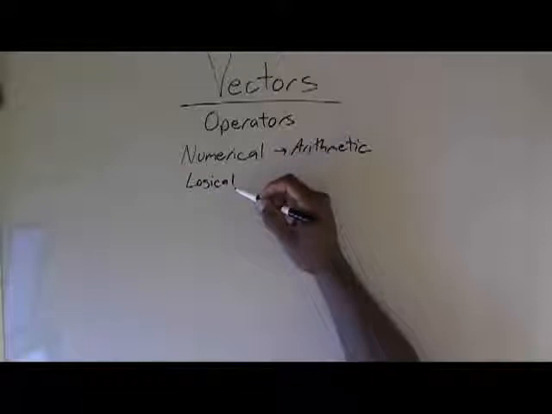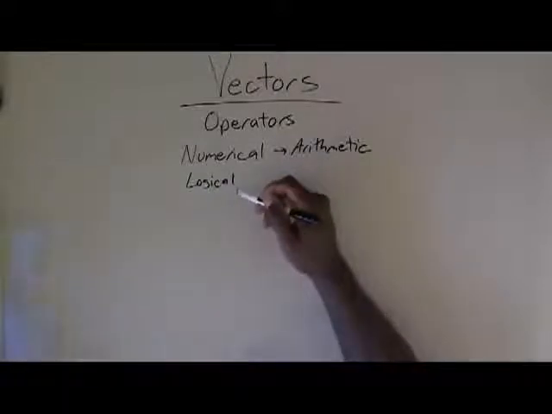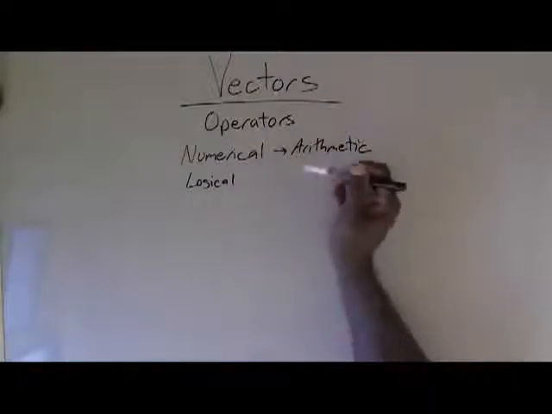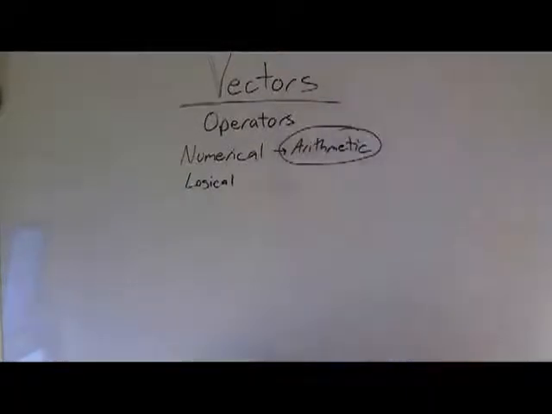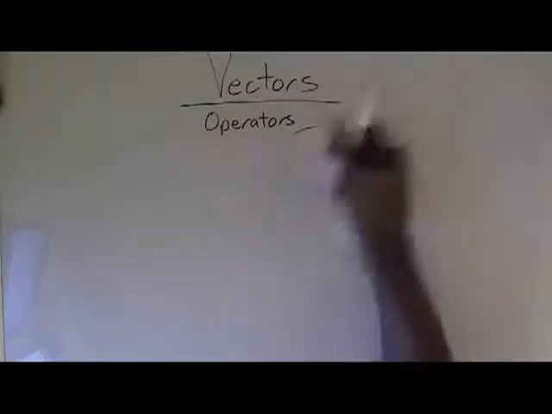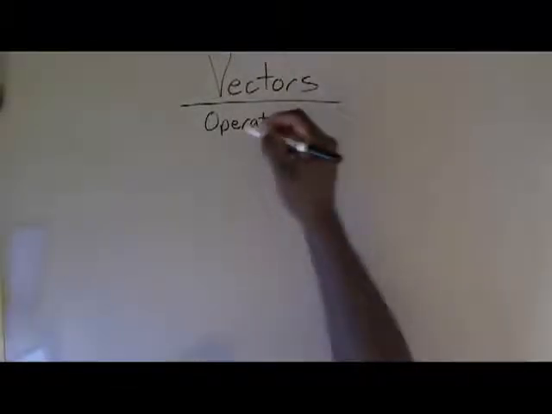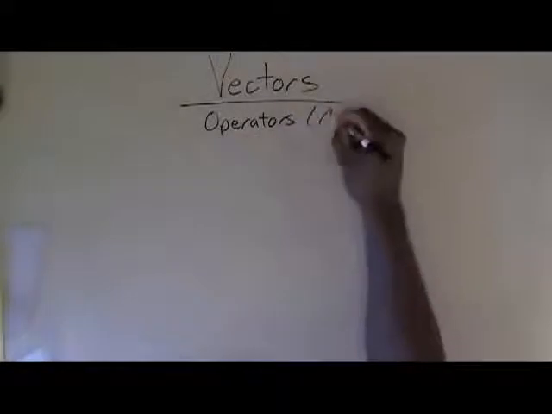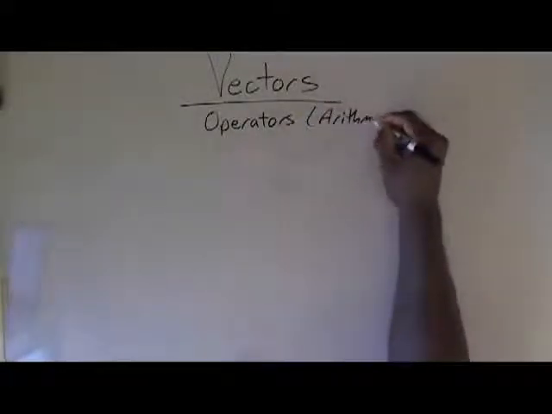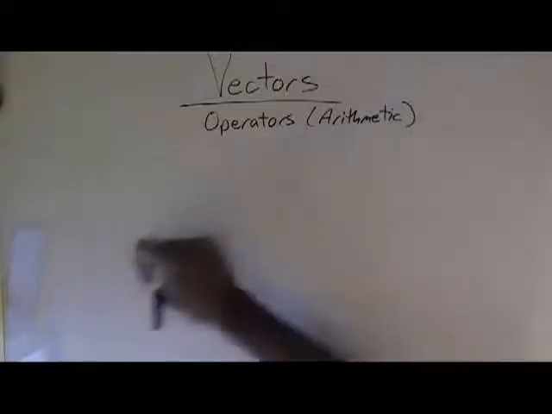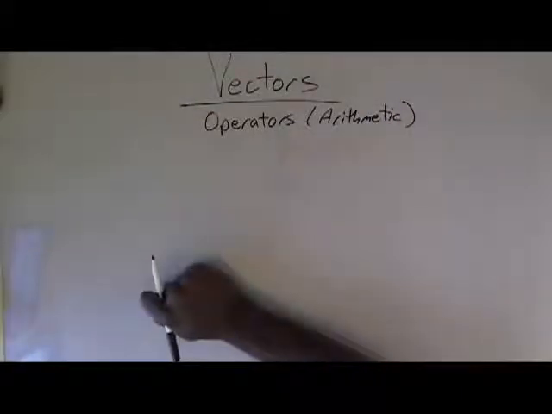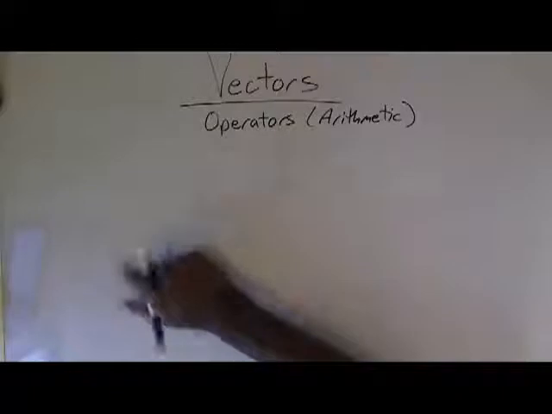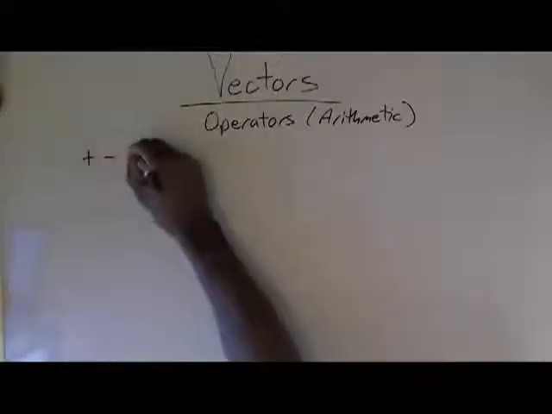We're going to talk about logical and Boolean operators a little bit later, just because I have to build up some logic math and things like that first. So this particular video segment is going to focus on the arithmetic operators on vectors. So let's deal with those. We're going to be doing addition, subtraction, multiplication, and division of vectors, which are fairly straightforward, but there is a little caveat there.